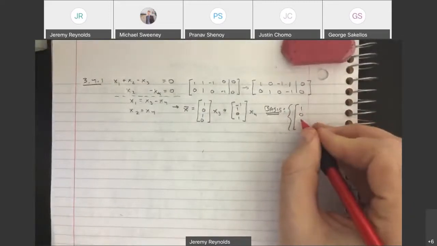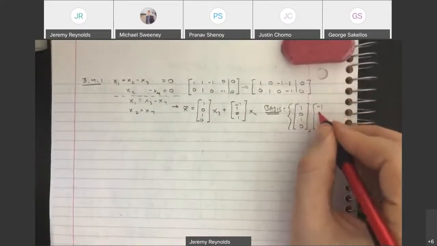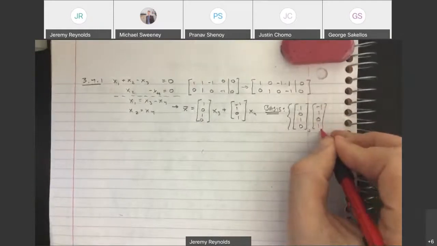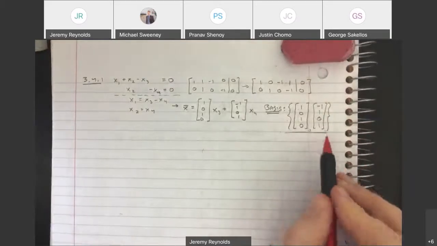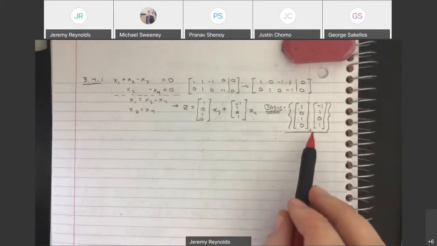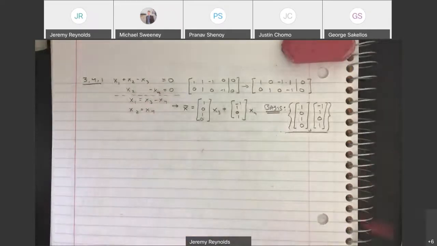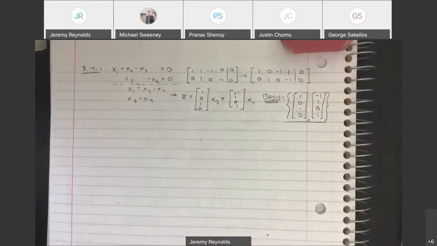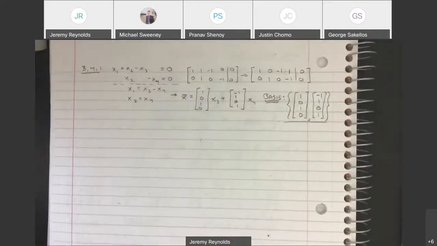It's going to be 1, 0, 1, 0, and -1, 1, 0, 1. So this is the minimal spanning set. This is the minimal set that we can create such that the span of this set will be the same as the span of the larger set. Does anybody have any questions right now on the basics of what the basis is? I'm going to do a few more examples, but I want to make sure that I've explained the first part clearly.